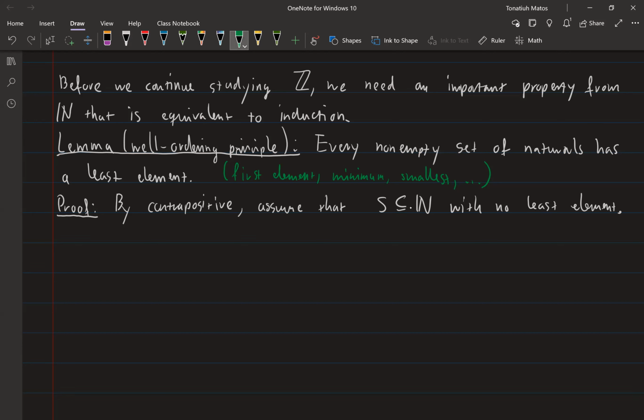And this is just a comment, so let me change the color. The thing we want to show is that S must be the empty set. Then by contrapositive, if you have a set that is not empty, well, then it must have a least element, right? So does the way this is set up make sense? Write this down. Want to show.